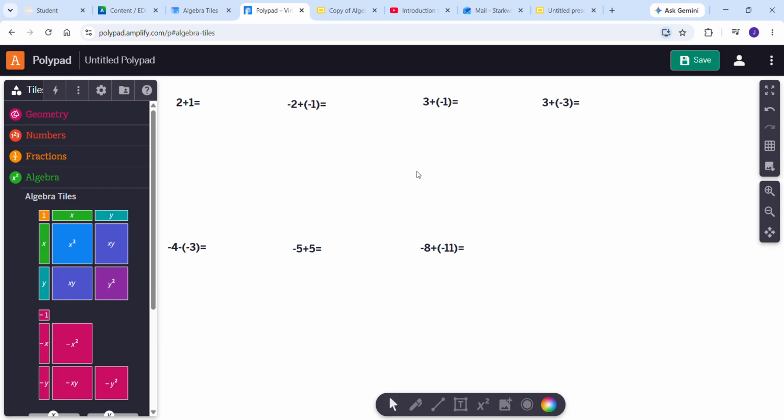So for the first one, as you can see here, our first problem is 2 plus 1. To start with, I'm going to get the tiles out for the first number, 2. So we got 1, and there's 2 tiles. And then it wants us to add 1 positive tile. So we're going to bring out the other positive tile. For this problem in particular, it's pretty simple. You have the 2 representing the 2, and you have the 1 positive representing the 1 positive, and you're combining, because adding is combining. So your answer here then is 3.